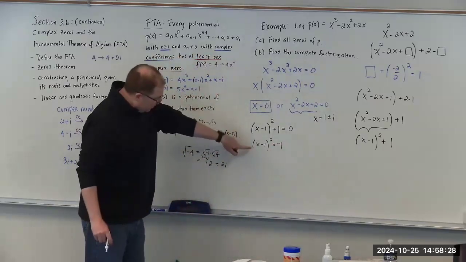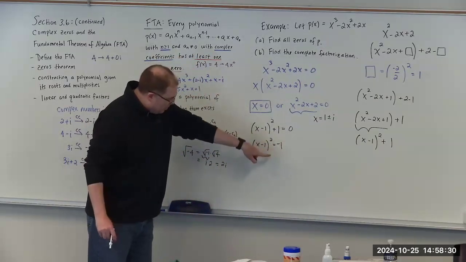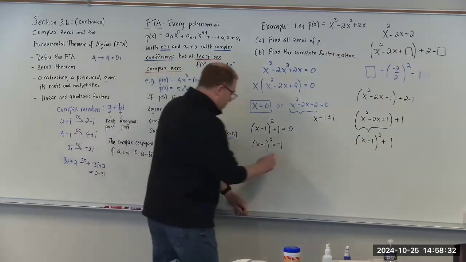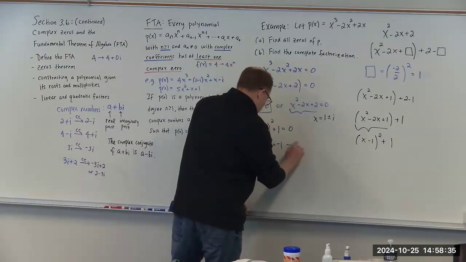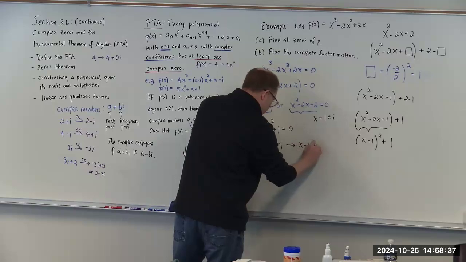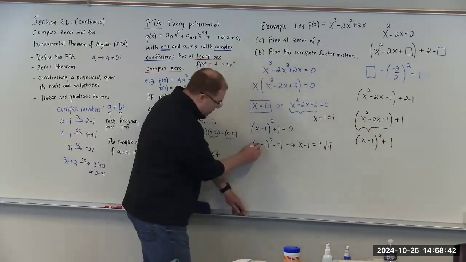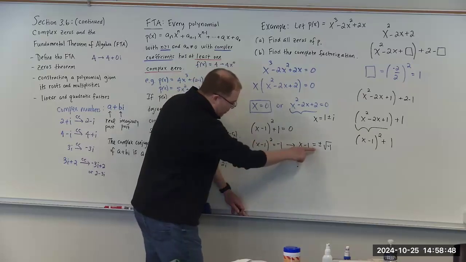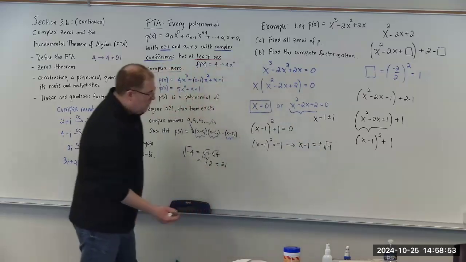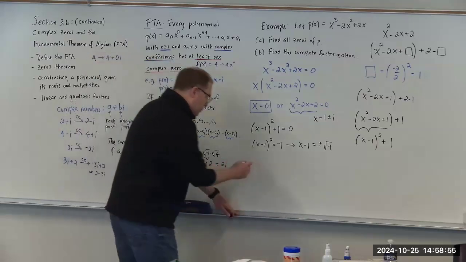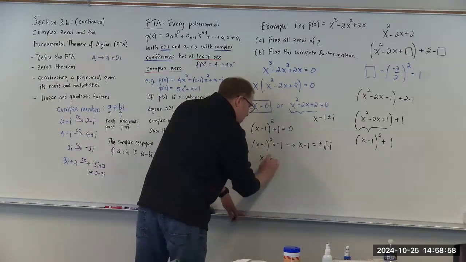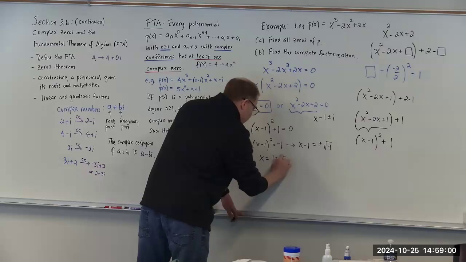Okay, so setting this equal to 0, we move the 1 over, right? And then we need to solve for x. So we're going to take the square root of both sides. When you take the square root of both sides, that removes that power. And then we have plus or minus square root of negative 1. Okay, and then solve for x. So x is going to be 1 plus or minus square root of negative 1.